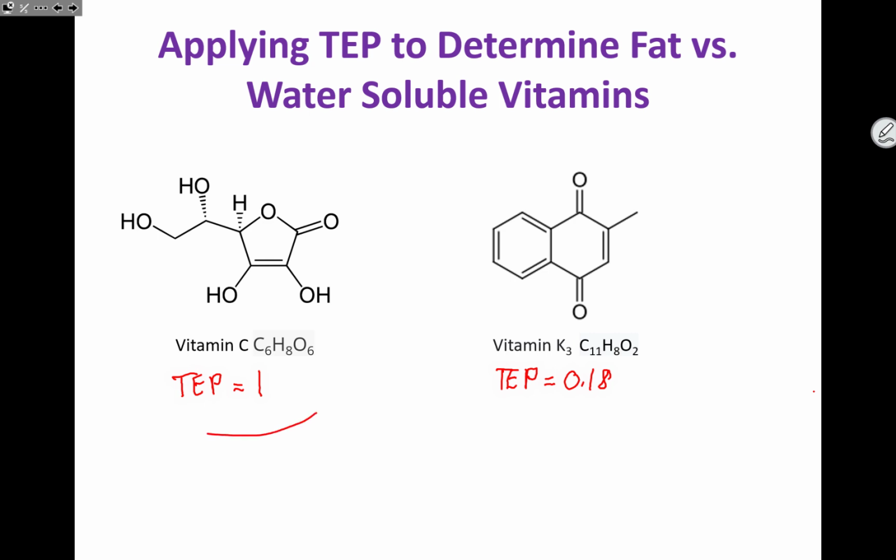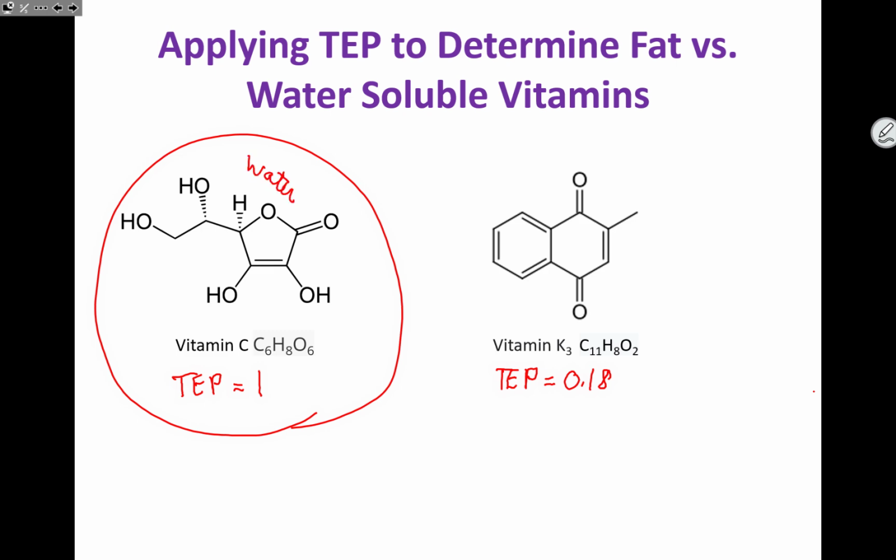So 1 is greater than 0.33, and so we would predict vitamin C is water soluble, and it is a water soluble vitamin. And then 0.18 is less than 0.33, and so we would predict that vitamin K3 is fat soluble, and it is fat soluble.